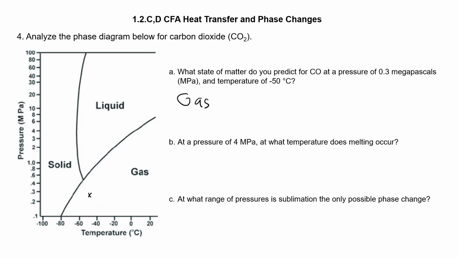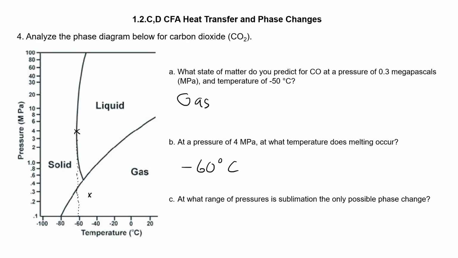Now let's go to the second part here. At a pressure of 4 megapascals, at what temperature does melting occur? So we start here on the x-axis and we work our way over until the solid changes to a liquid. So that's here. Then we want to extrapolate by going down, down, down. Sorry, I'm drawing a little dashed line here. It's a little hard to do on the computer. Our prediction is this occurs at approximately negative 60 degrees Celsius.